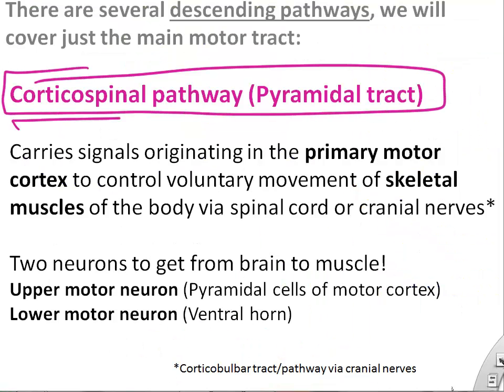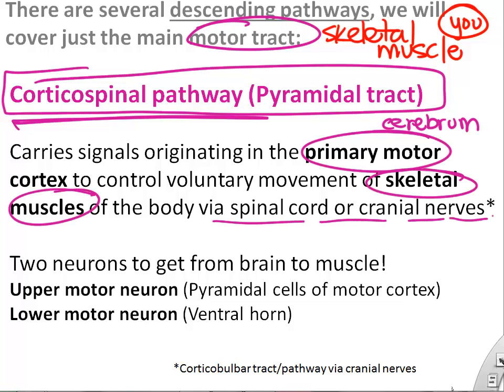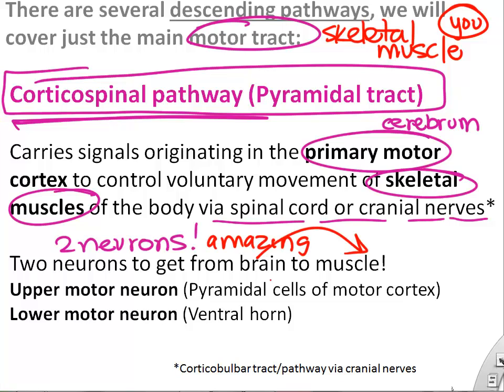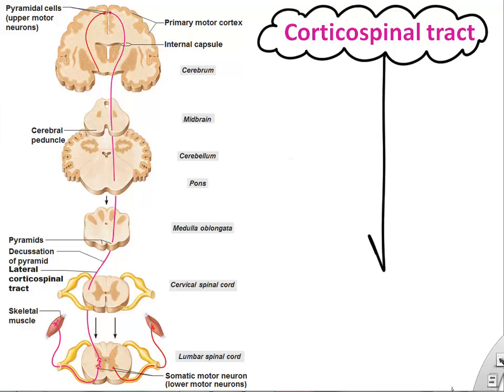So this first pathway we're going to learn is the corticospinal pathway. It's to control your skeletal muscle, so it's actually voluntary control of your skeletal muscles. It links up your primary motor cortex and your cerebrum to your skeletal muscles in your limbs, arms and legs, and your body with just 2 neurons. So I think that's kind of amazing that it takes just 2 neurons. So let's look at our corticospinal tract.